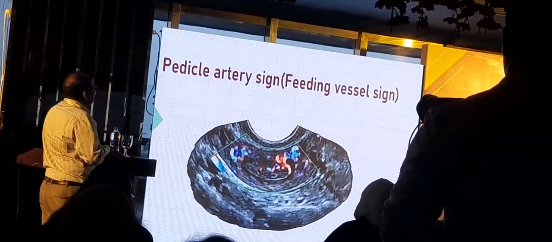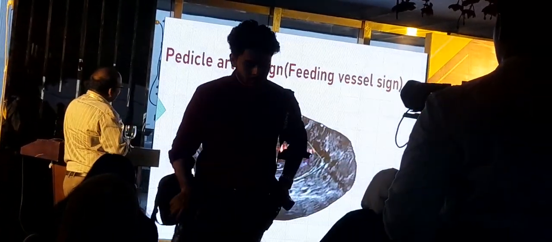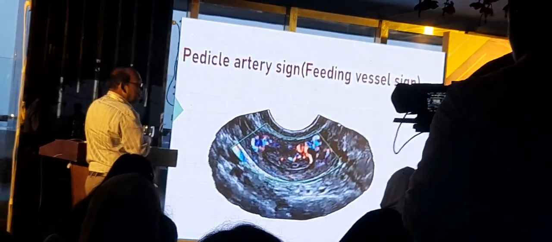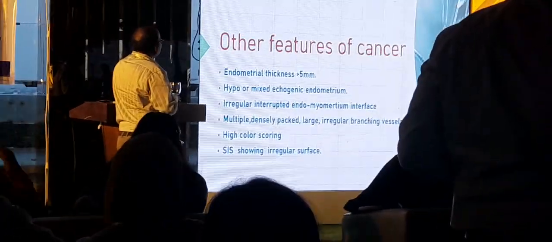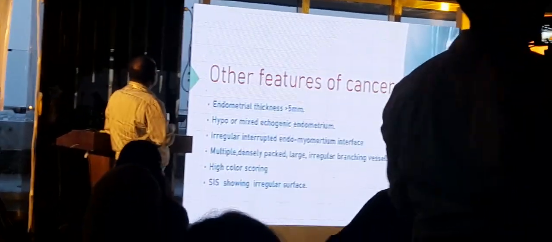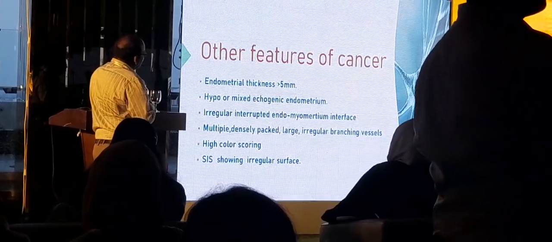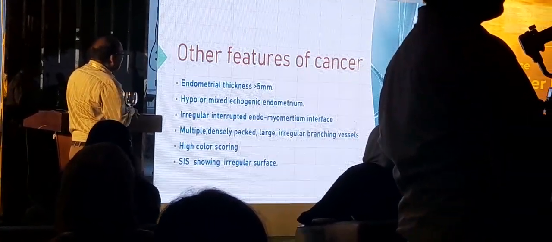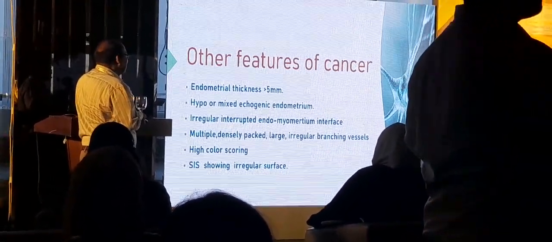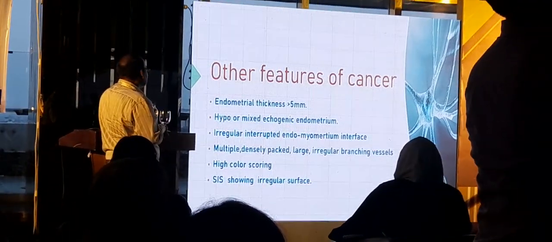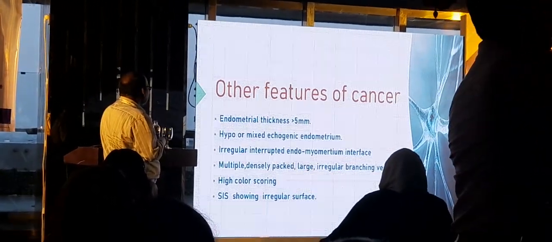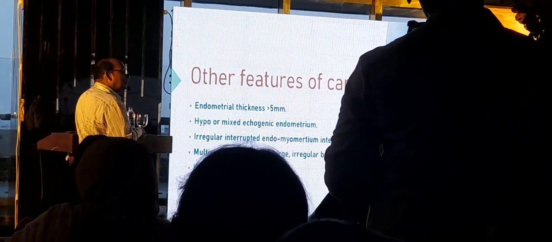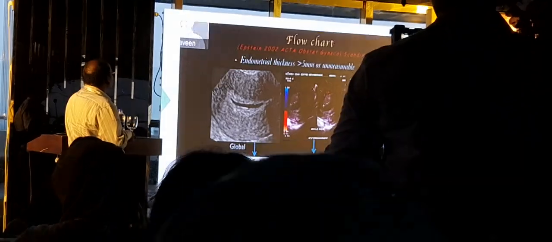Pedicle artery sign, that is feeding vessel sign. It is a polyp. If it is a polyp, there will be a feeding vessel. But in case of fibroid, vascularity is around the fibroid. Other features of cancer: endometrial thickness more than 5 mm, hypo or mixed echogenic endometrium, irregular interrupted endomyometrial interface, multiple densely packed, large, irregular branching vessels, high color pooling, saline infusion sonography showing irregular surface of the endometrium.